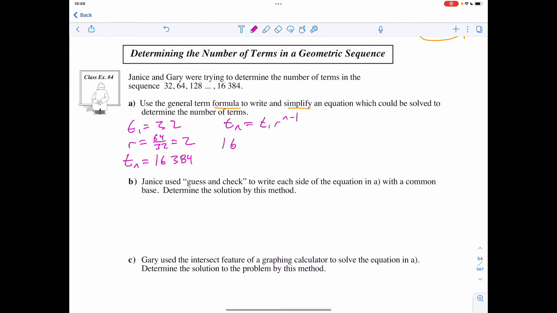then 16,384 would equal 32 times 2 to the power of n minus 1. Or, when I divide both sides by 32, 512 is equal to 2 to the power of n minus 1. Now I need to be able to solve an exponent.